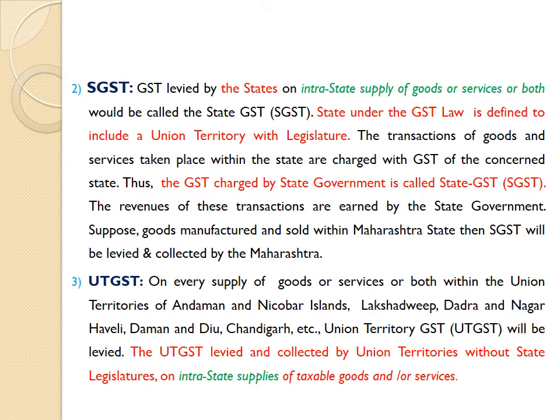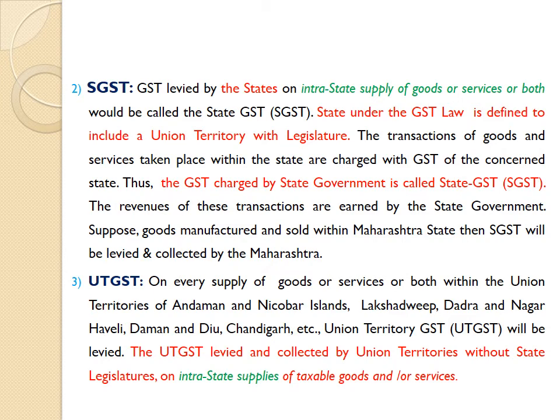The transactions of goods and services taking place within the state are charged with GST by the concerned states. Thus, the GST charged by the state government is called SGST. The revenues of these transactions are earned by the state government. Suppose goods are manufactured and sold within Maharashtra state, then SGST will be levied and collected by the Maharashtra government.